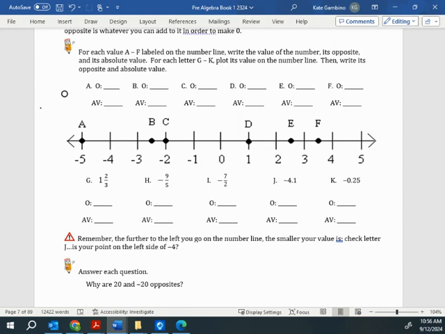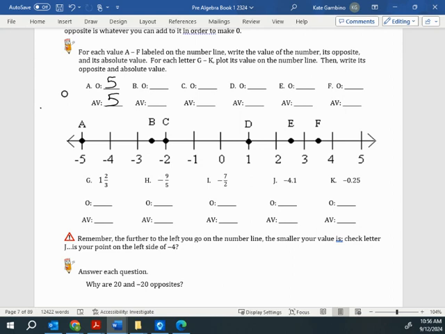So if we look at A, we have to find A on the line. What is A's opposite? A is at -5. What's its opposite? Luke? +5. What is its absolute value? David? +5. So that's how you're going to complete all that top. You're just finding which dot it is, telling me its opposite and its absolute value.